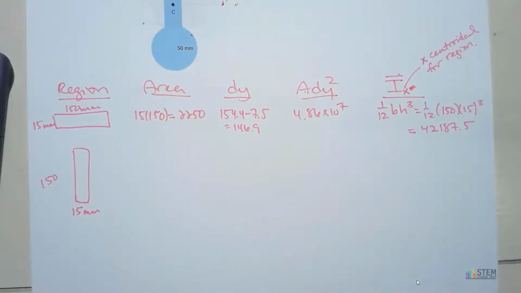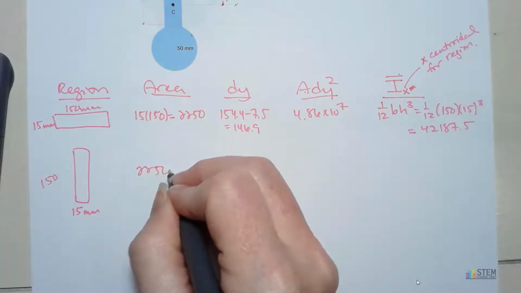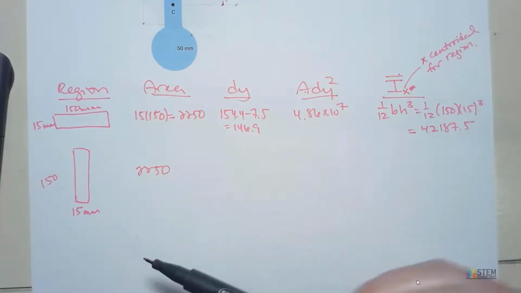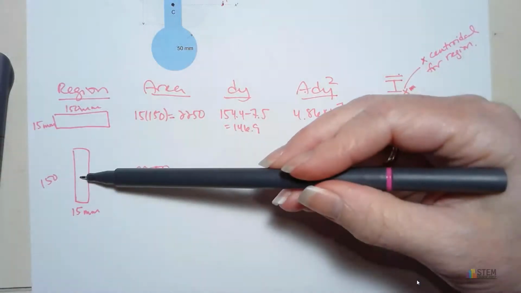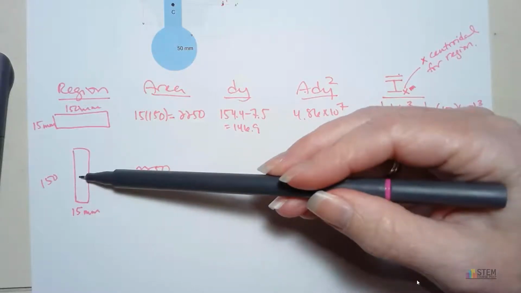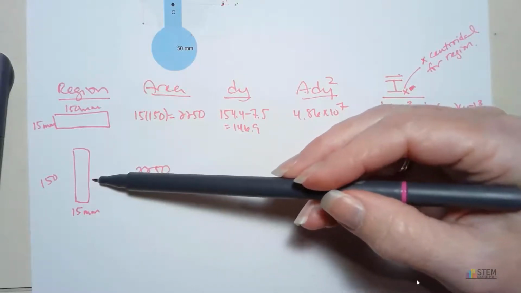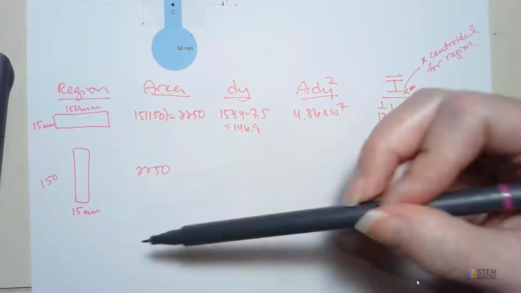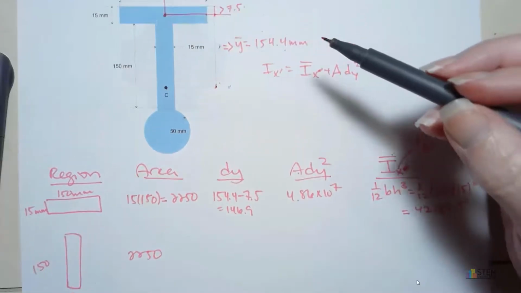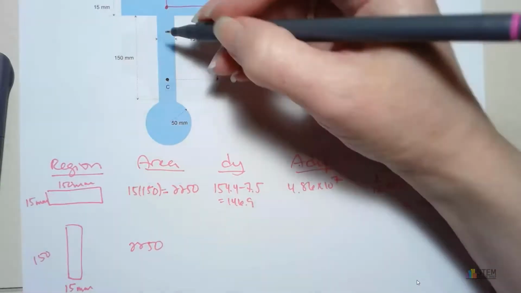So now we've got that. Now, easy to find the area. These are the same dimensions we had up here, so we know it's 2250 again. Now we need to find dy. So remember, we've got to find the centroid of this shape, and then we want to find the distance between the x-axis going through this centroid and our x prime axis. That's what dy is.